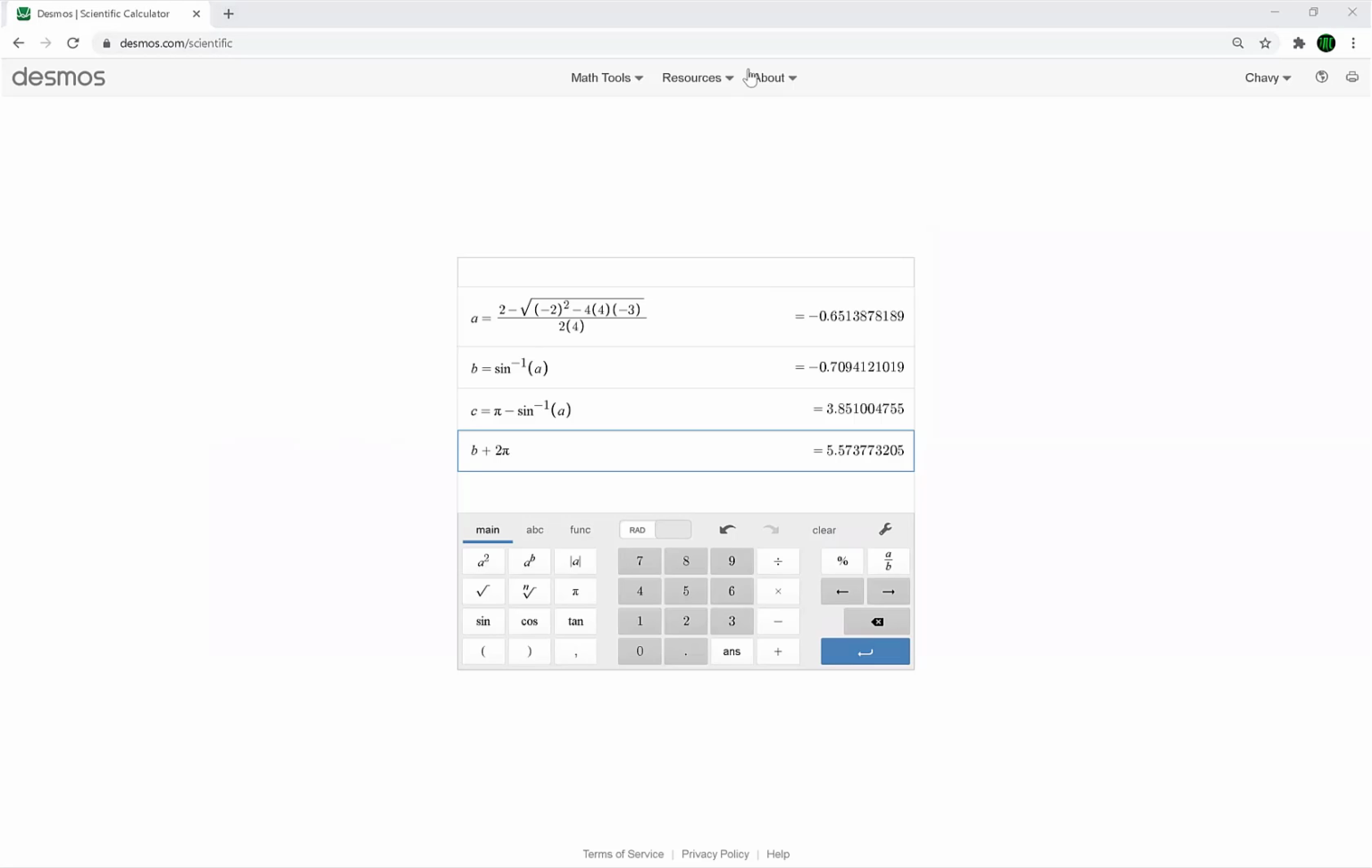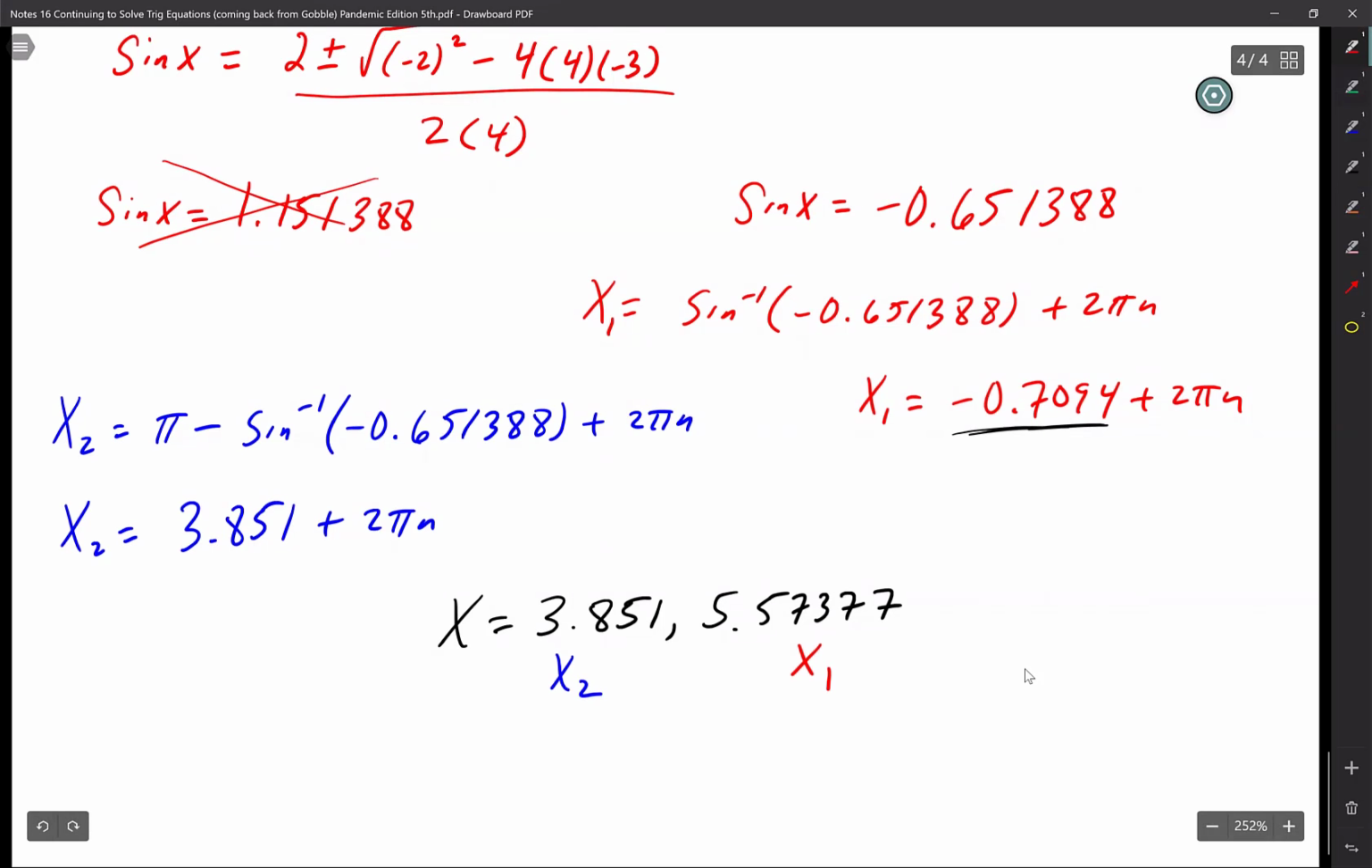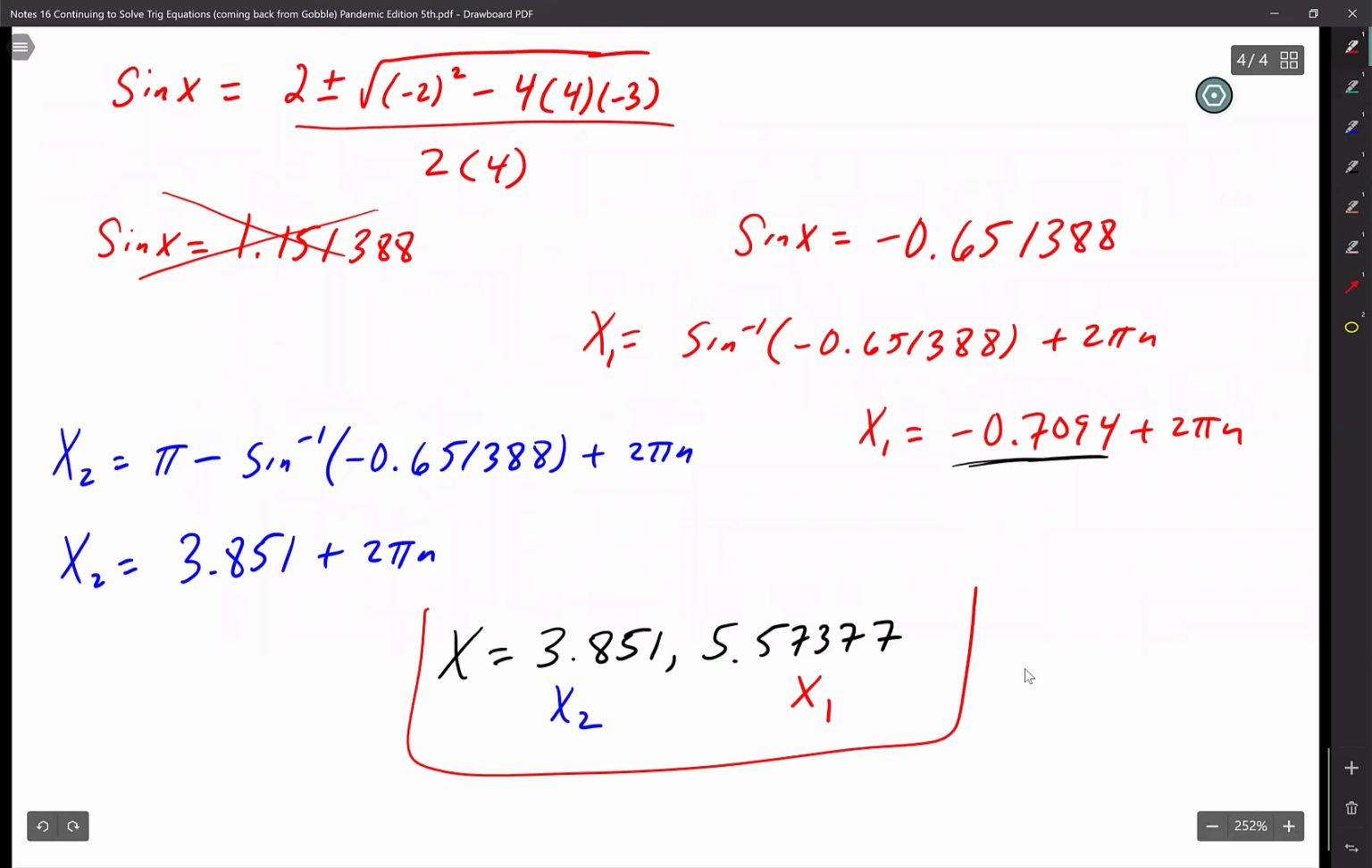5.57377. I'm going to put all those digits. 5.57377. Let's see. I'm going to write it here for good notes. This one came from X2. And look, I'm even color coding it for you guys. That one came from X1. Notes color coded and stuff, and cool. All right. These are my answers.